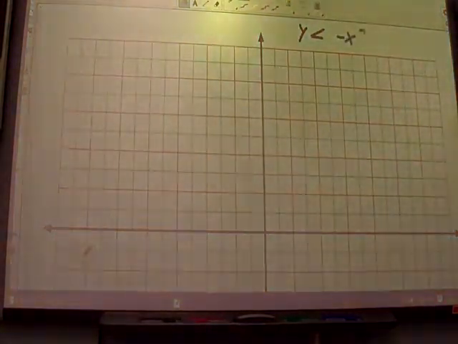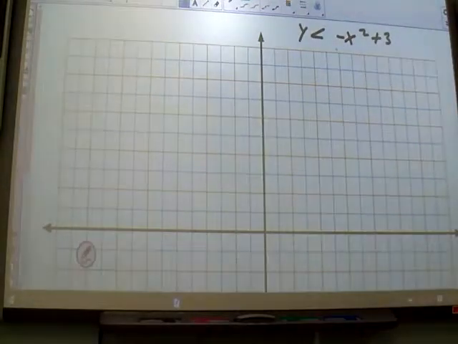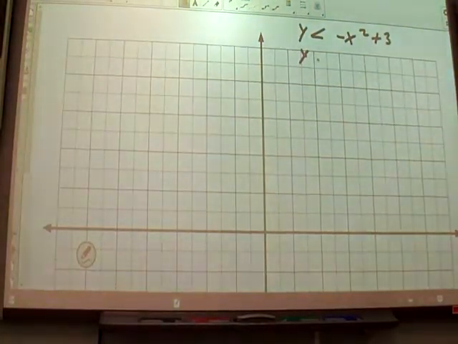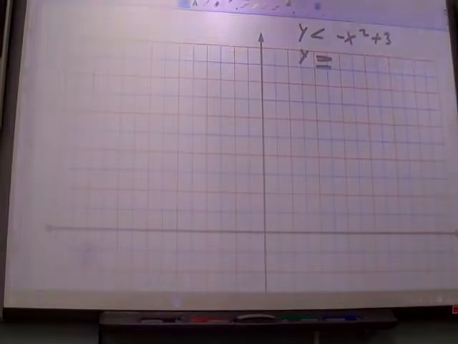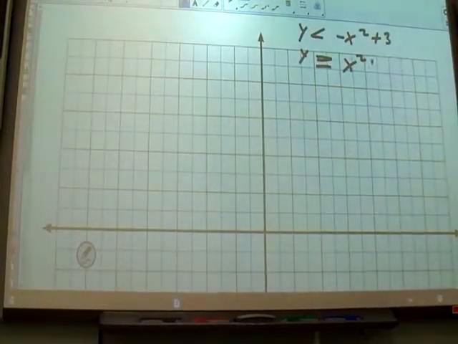-x squared plus 3. Bless you. Check this meanness out. I'm giving it 2. Greater than or equal to x squared plus 2x minus 3.